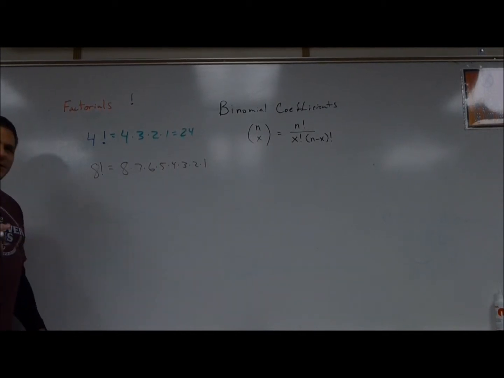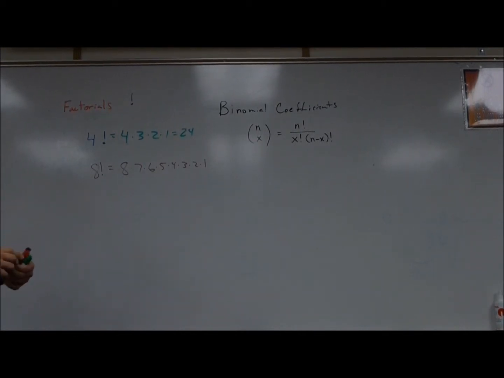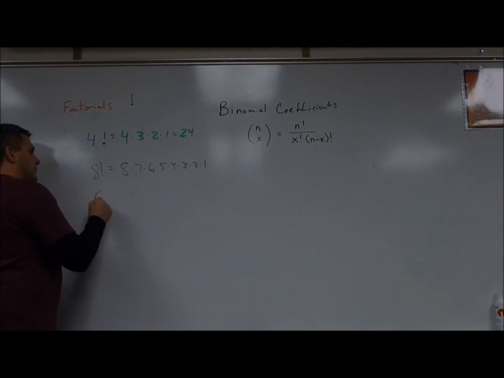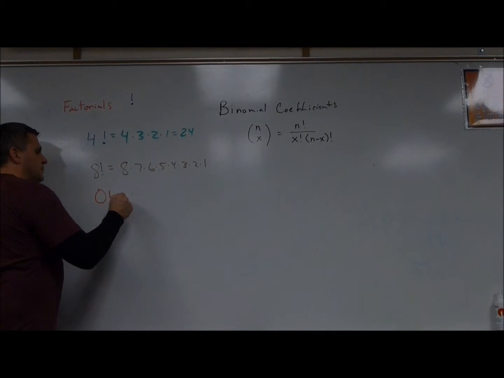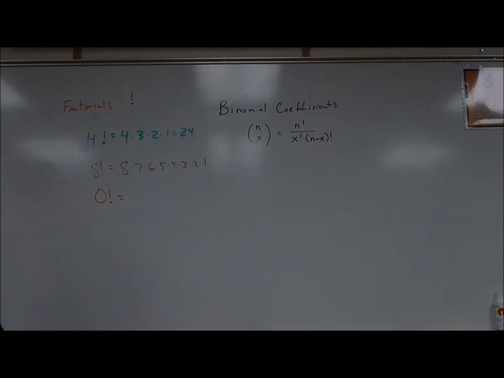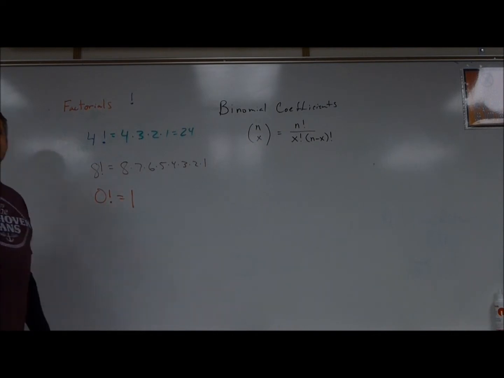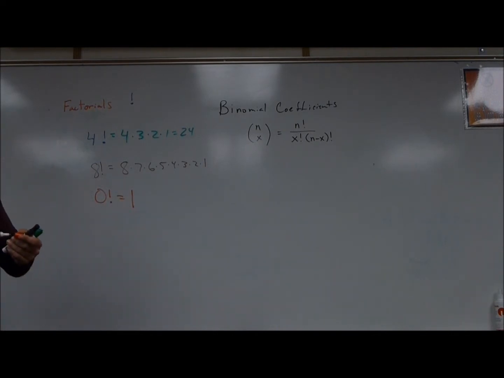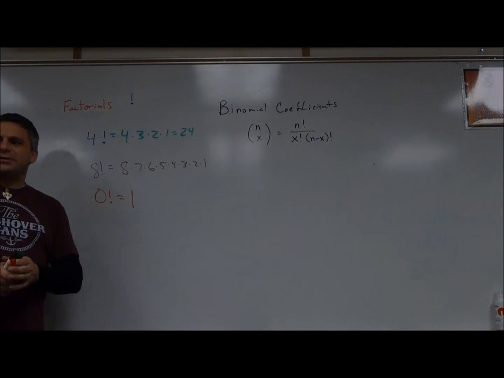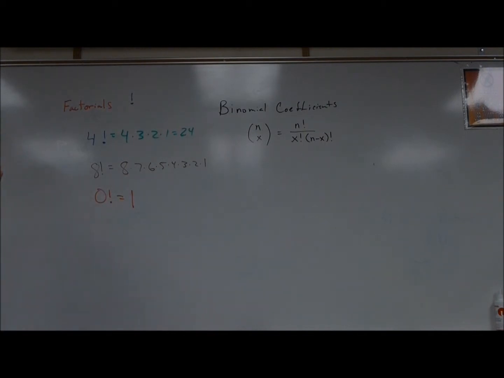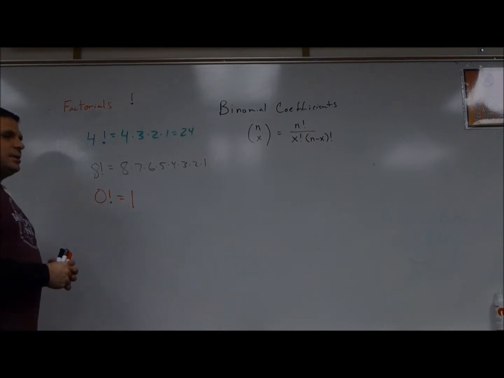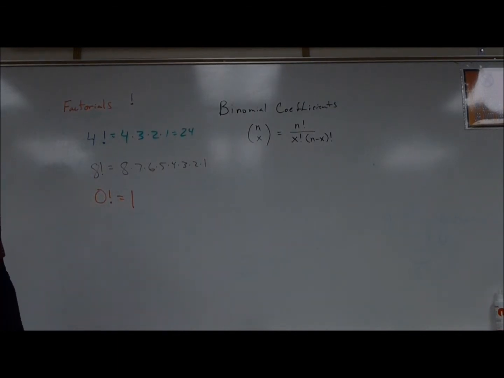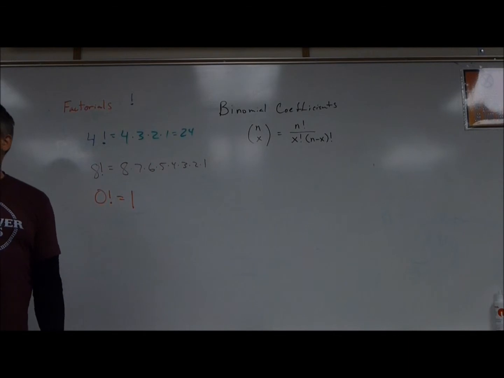And there's one funky factorial. It always blows my mind. Zero factorial is 1. So when you do a 0 factorial, it's just 1. That's as hard as it gets. Not too bad, right?